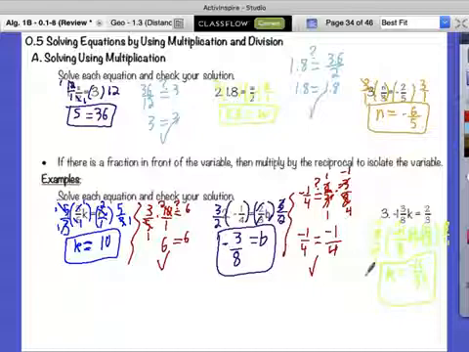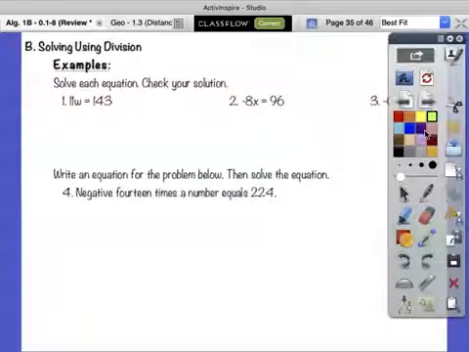Okay? Let's go ahead and flip the page here. Now we're going to practice with division. So we solved multiplication. Now we're going to do division, okay? Solve each equation, check your solution. 11w equals 143. What's happening with 11 and w right now? Multiplying. Why are they next to each other? How do you undo multiplication? Division. We're going to divide by something.